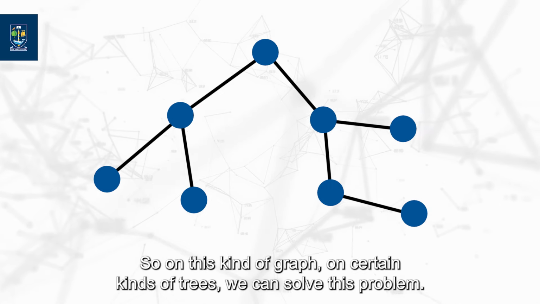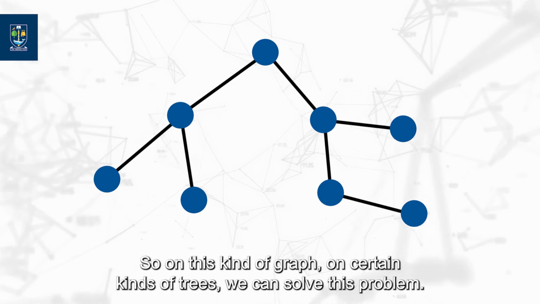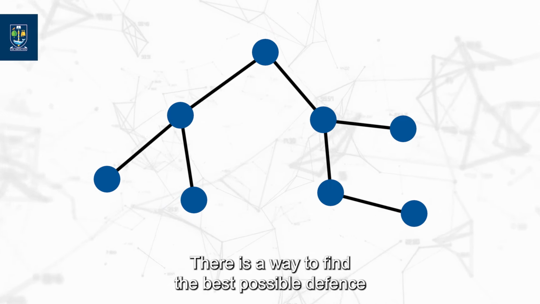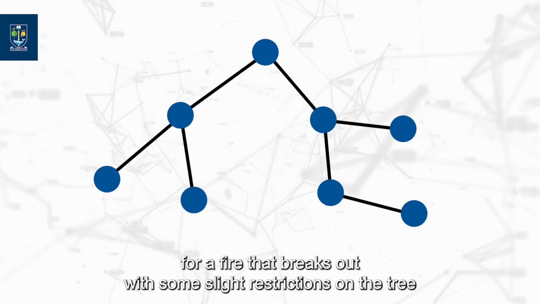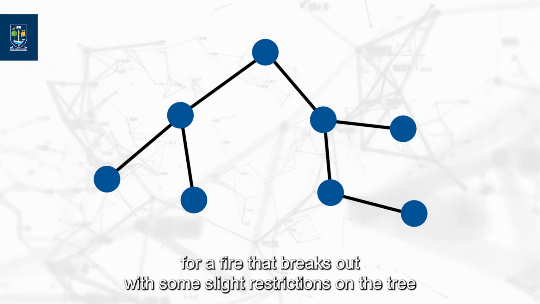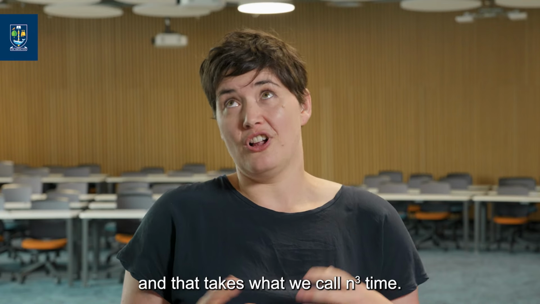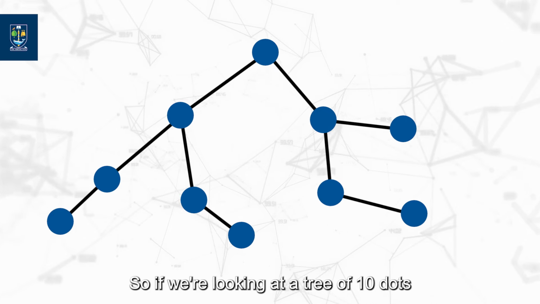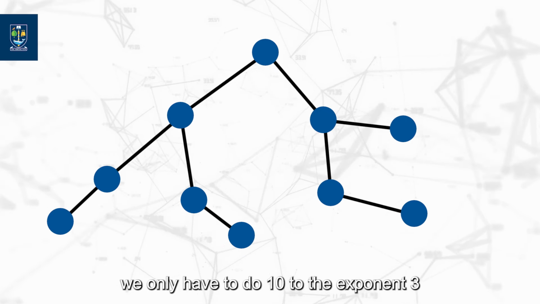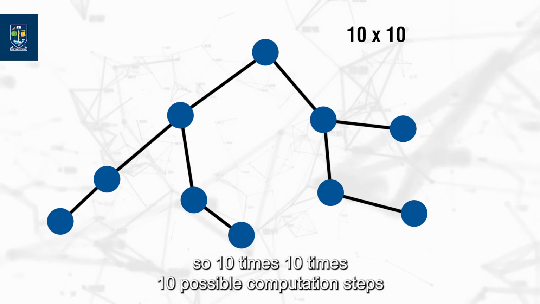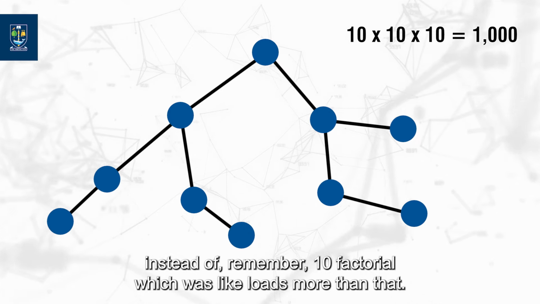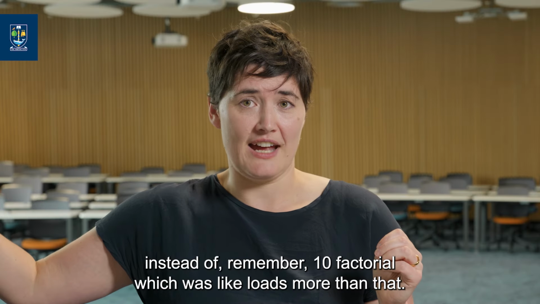It can have lots of branches, but no circles. So on this kind of graph, on certain kinds of trees, we can solve this problem. There is a way to find the best possible defense for a fire that breaks out, with some slight restrictions on the tree. And that takes what we call n cubed time. So if we're looking at a tree of 10 dots, we only have to do 10 to the exponent 3, so 10 times 10 times 10 possible computation steps. Instead of, remember, 10 factorial was like loads more than that, right?